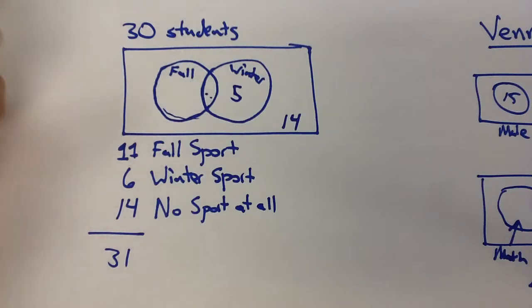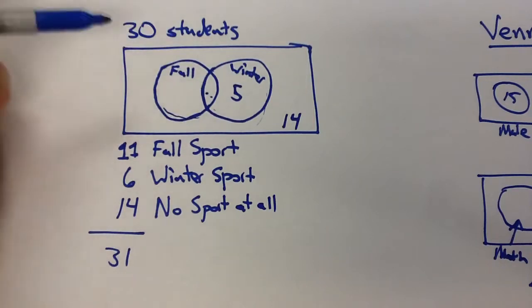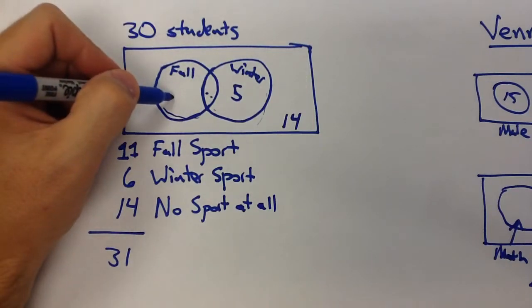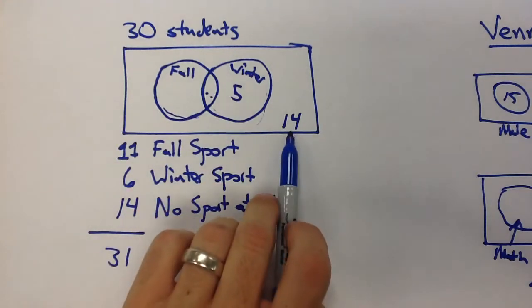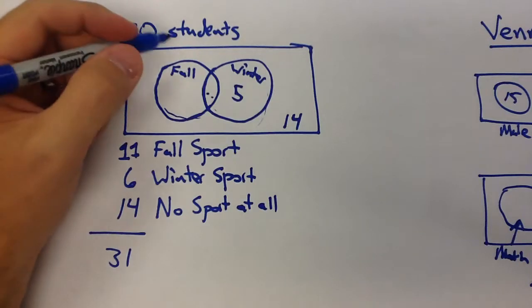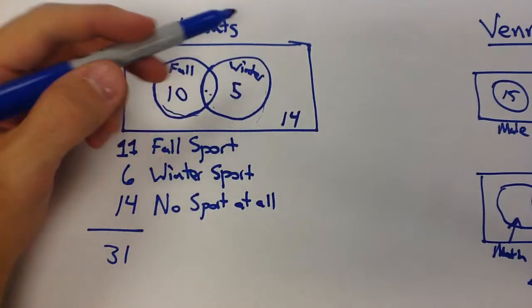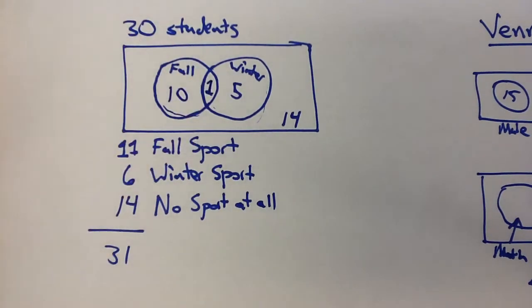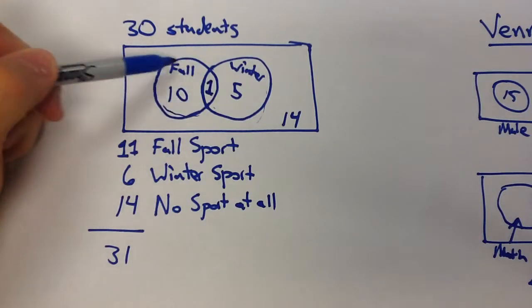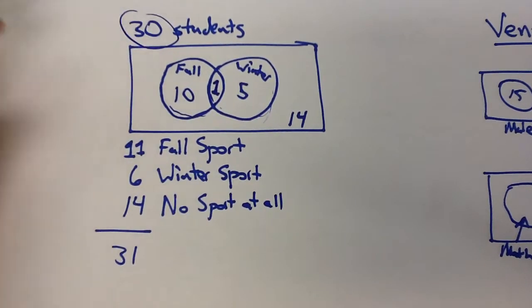So this is 11. Now, winter sports, I know this whole circle is 6. If that whole circle is 6, plus the amount of fall sports added to 14 needs to get me to 30. So 6 plus 14 is 20. That leaves me with 10. So what's the overlap? Well, 10, 5, and 14 leave me with 1 left over, so that 1 is the overlap. I can check. I have 11 fall sports. I have 6 winter sports, 14 no sports at all, and that adds to my 30 students.